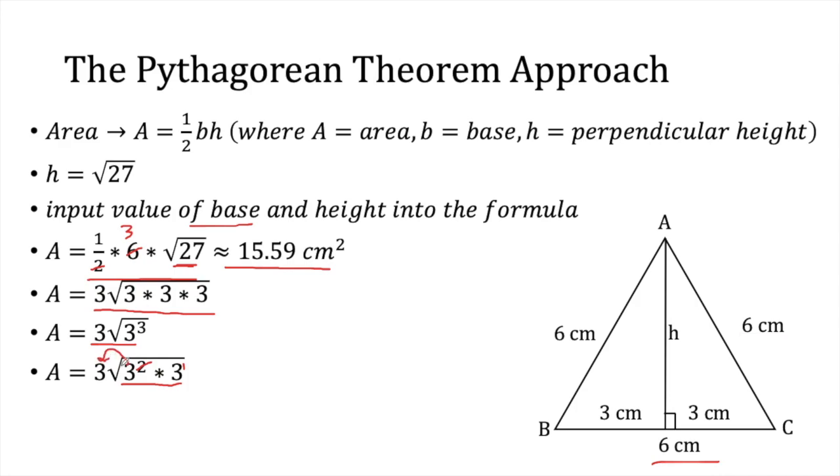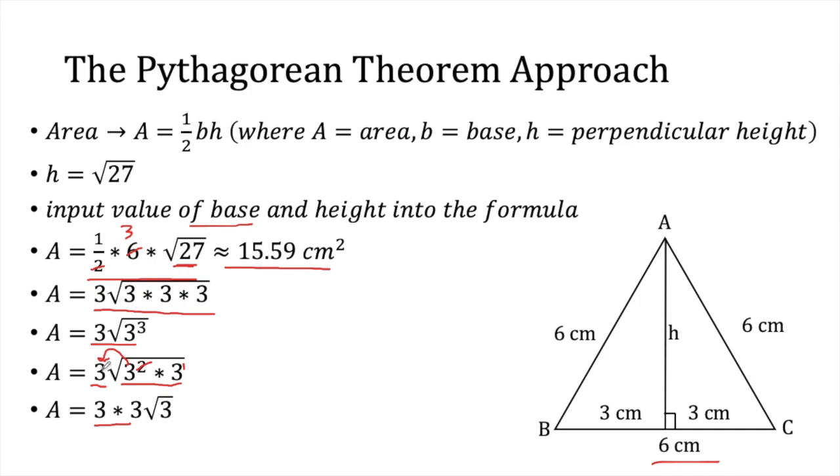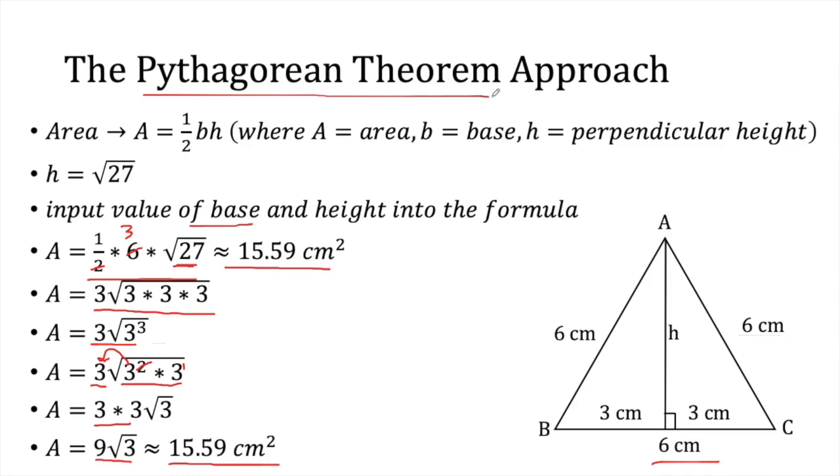Since the square root of 3 square is 3, we can say that A is equal to 3 times 3. Now do not forget this 3 that's already outside the square root. So we multiply those two 3's together, and we have one 3 left inside the square root. So we can write the area to be equal to 9 times the square root of 3, since 3 times 3 is 9. And this, again, when you put it into a calculator, is approximately 15.59 centimeters squared. So that is the Pythagorean theorem approach for this problem.